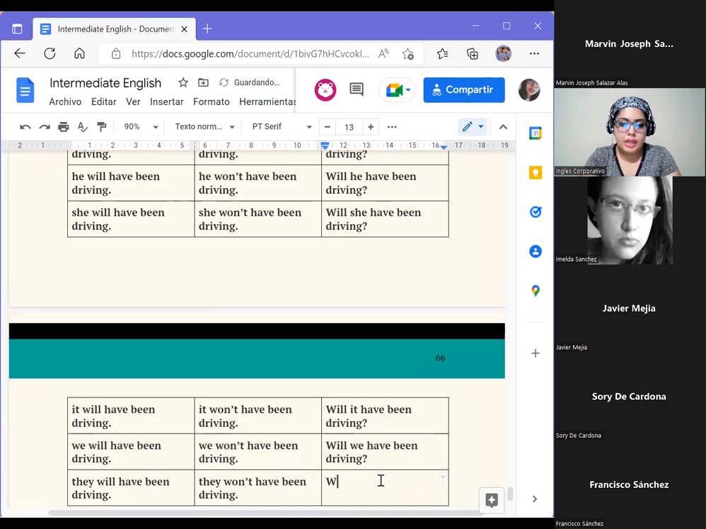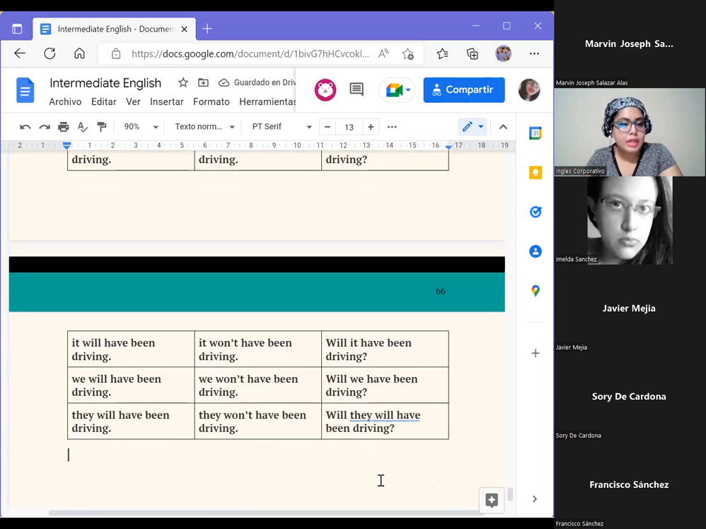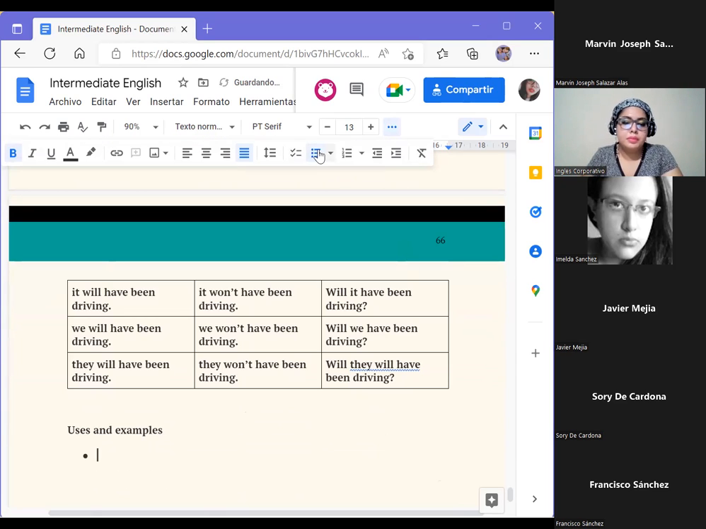And the last one, will have been driving. And now we are going to talk about the uses and examples for this part. And we have number one: to show that something will continue up until a particular event in the future.